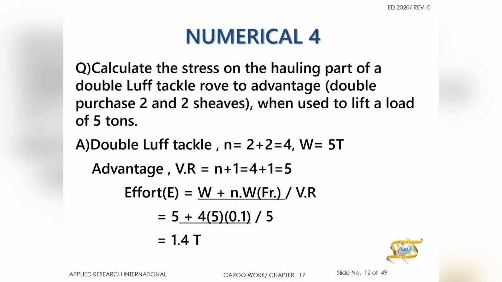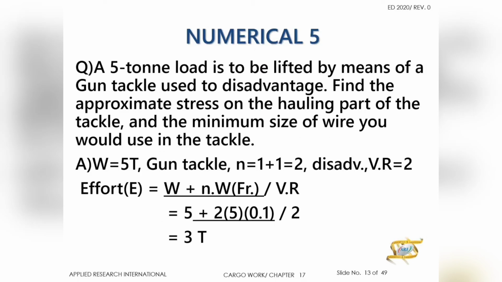Moving ahead to numerical number 5. Somebody else, better, read it for me. A 5-ton load is to be lifted by means of a gun tackle used to disadvantage. Find the approximate stress on the hauling part of the tackle and the minimum size of wire you would use in the tackle. Very good. As we have just read, it is a similar question. The only part added is over here: also find out the minimum size of the wire rope you would use in this tackle.